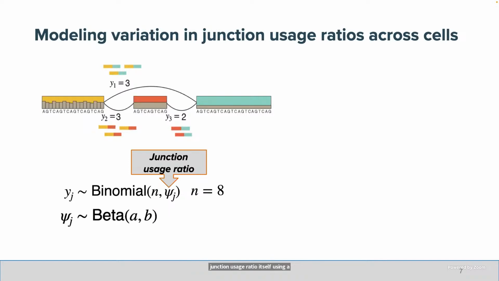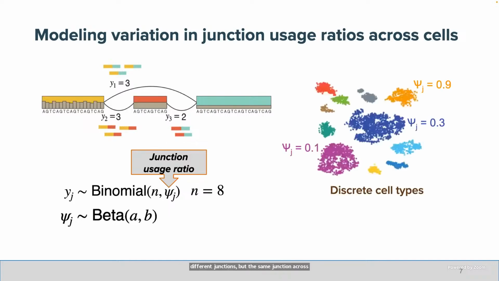So it ranges from 0 if the junction is never utilized, to 1 if it is always utilized. But how can we take this step further to model not only different junctions, but the same junction across different cell types? This is what would allow us to do differential splicing analysis across different conditions or cell types. If we had these different clusters of cells, we can imagine each color corresponding to a different cell type. We can imagine this hypothetical scenario where this one particular junction is differentially utilized among them.